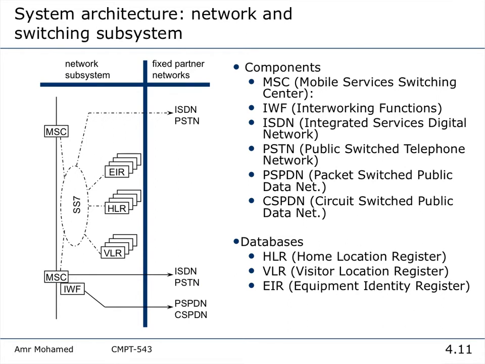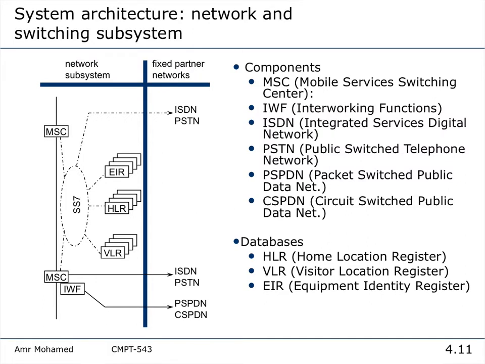From the network subsystem, we have two different interfaces: the interface to the outside networks, and the interface to the operation subsystem. Here we show the interface to the outside networks, through an interface called SS7. SS7 is like an application level interface which we can use to fetch information from the home location register or from the visitor location register.